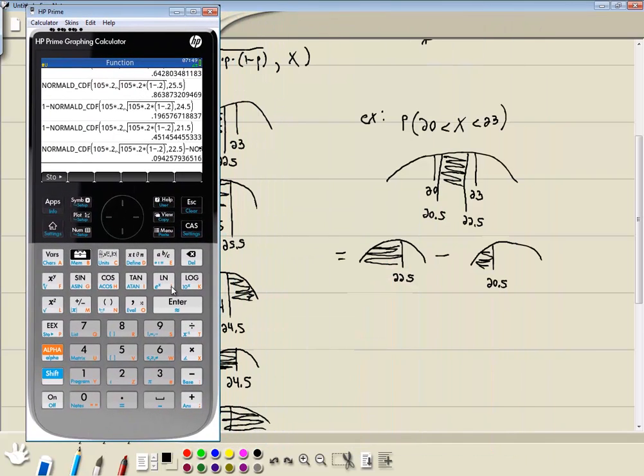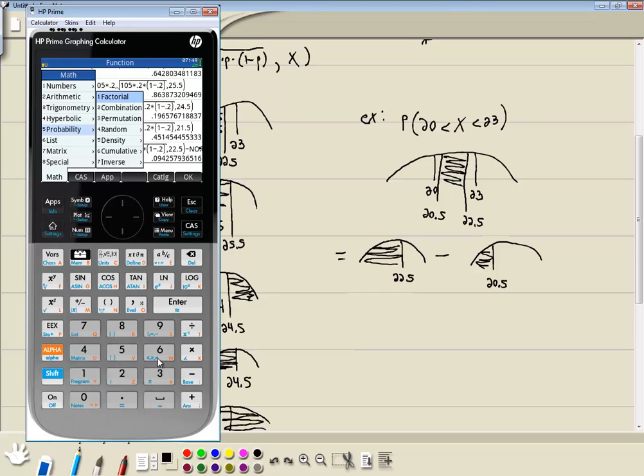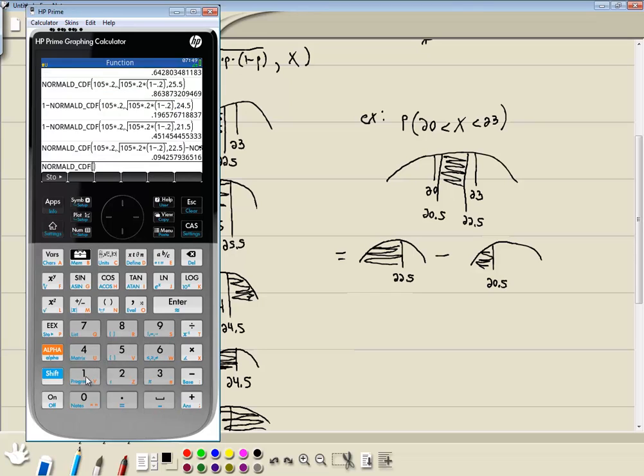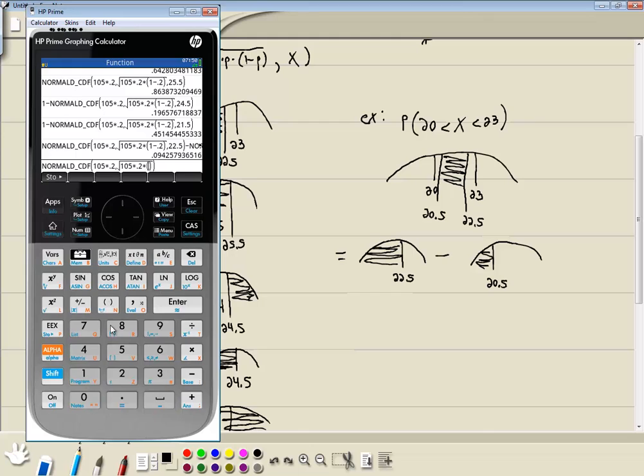And let me do this first one here. So I'm going to go into my toolbox. I choose 5 for probability, 6 for cumulative, choose 1 for normal, n times p, so we got 105 times 0.2, comma, square root, so shift x squared, n, which is 105, times p, so times 0.2, times, and I'll do my parentheses, and 1 minus p, so 1 minus 0.2.